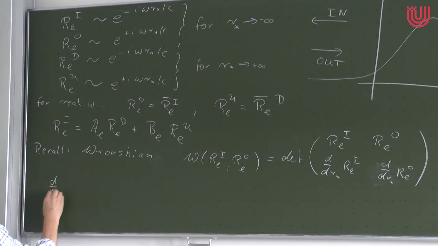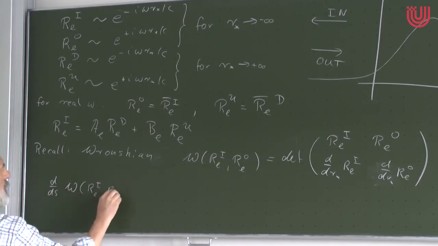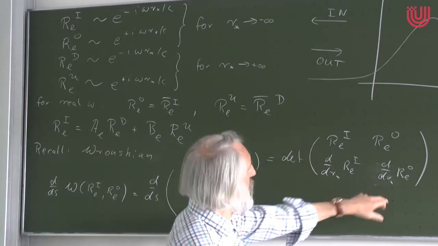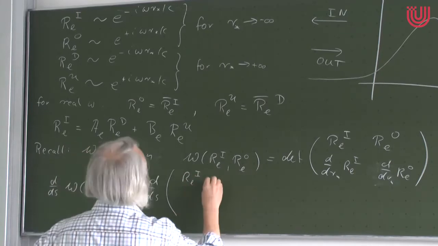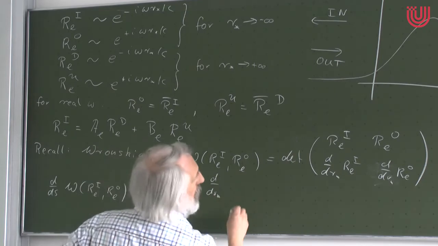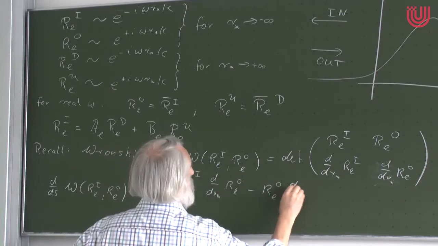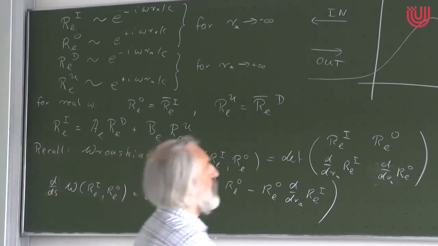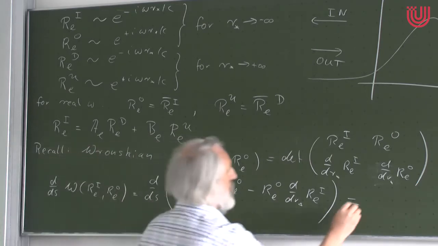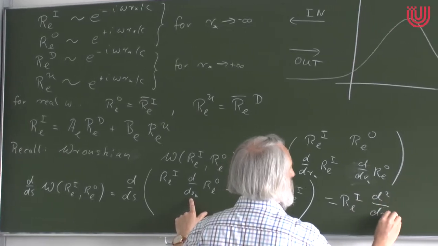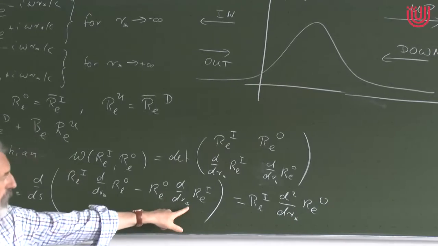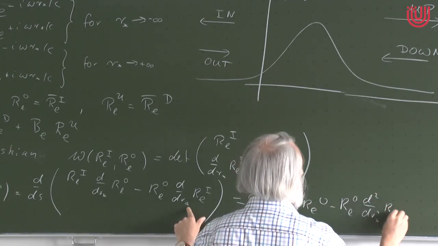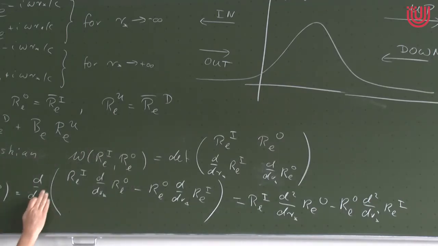So if I consider the derivative of this Wronskian, then what is this? Well, it's a derivative of this determinant, and the determinant is R_l^in d/dr* R_l^out minus R_l^out d/dr* R_l^in. Now I calculate this derivative with the product rule. So I first take the derivative of this term, R_l^in, times the second derivative of R_l^out. And then I take the derivative of this term, minus R_l^out, times the second derivative of R_l^in. And then I get two additional terms, where the derivative is with respect to r star, of course.